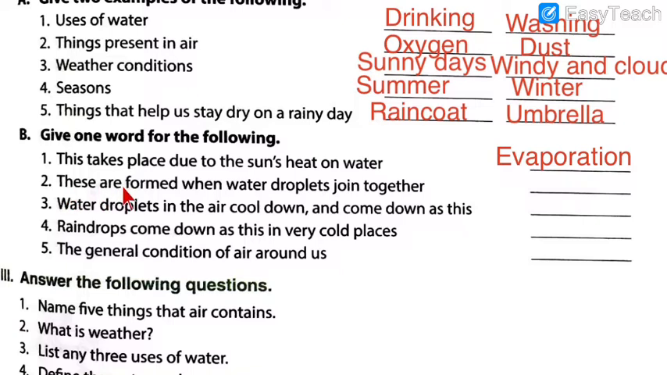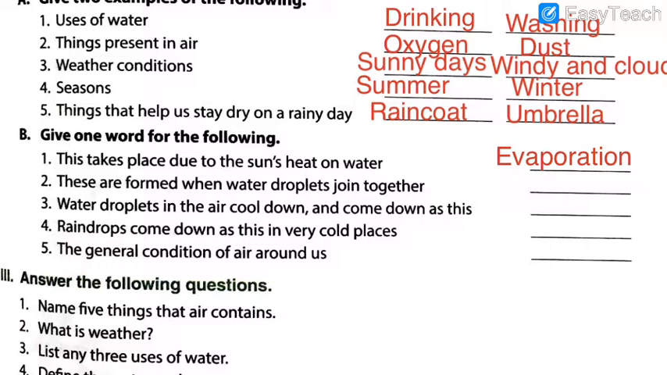Number 2. These are formed when water droplets join together. So what is formed when the water droplets are joined together? Rain? No. Where does the rain come from? Now you have the time to think because I have already given you the hint. So your time starts now.